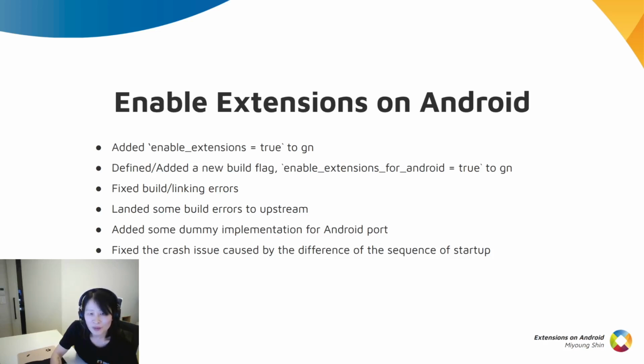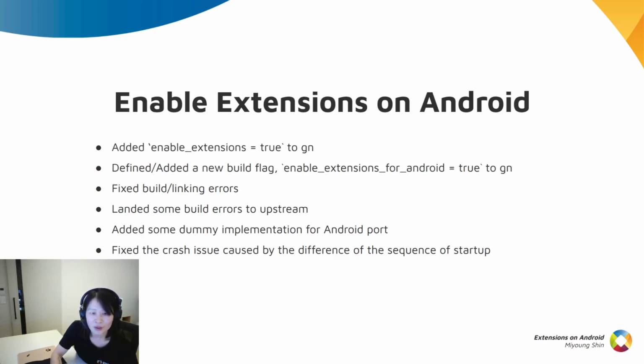To handle this problem, I had to add a new build flag to fix a lot of build errors and link errors. Also, I left the dummy implementations required on Android, and some incorrect build definitions were patched upstream. After that, when I ran the extension app, it crashed. The problem was caused by different start flow between desktop and Android.